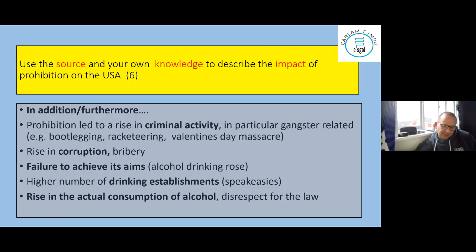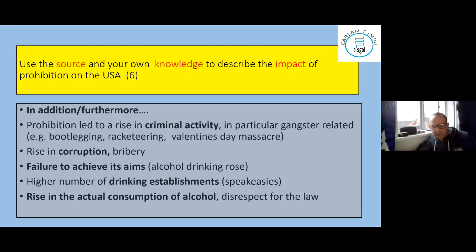The actual fact that there's a higher number of drinking establishments as a result, in this case, illegal saloon bars, what we call speakeasies. A rise in the actual consumption of alcohol and a disrespect to the law. Many people thought it was a ridiculous and antiquated, old-fashioned idea, which didn't fit modern-day American culture.